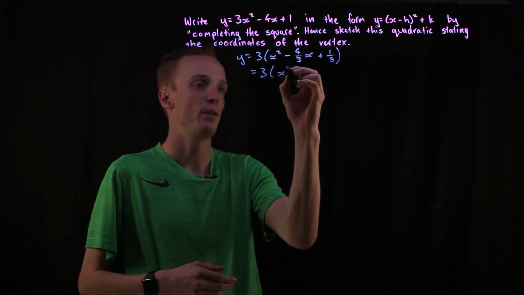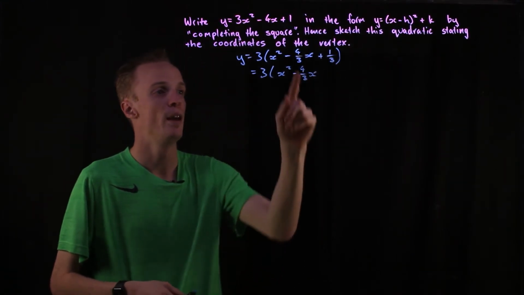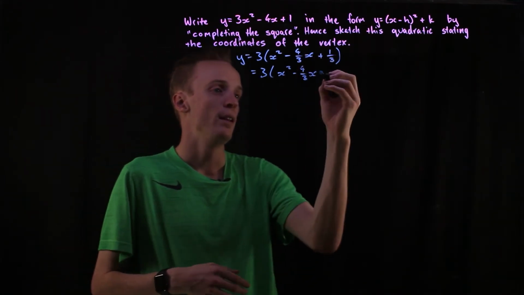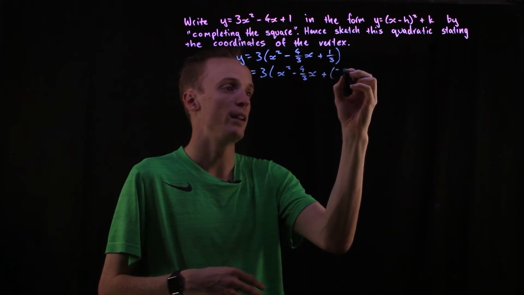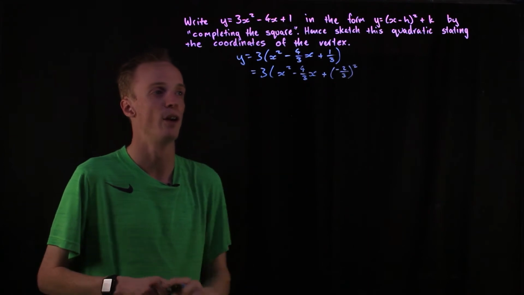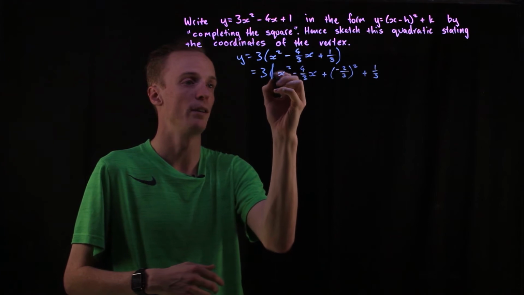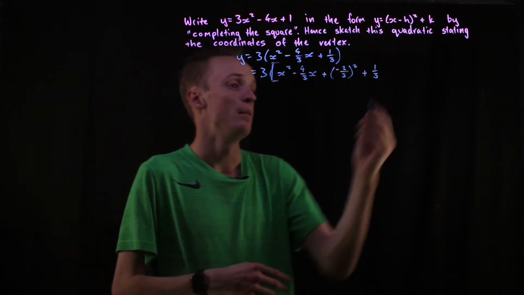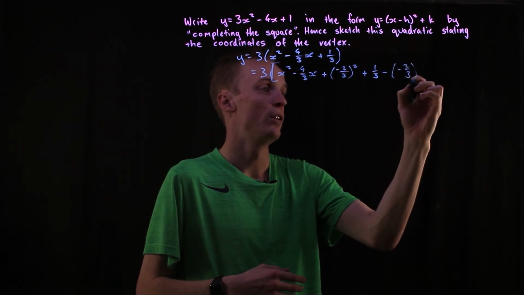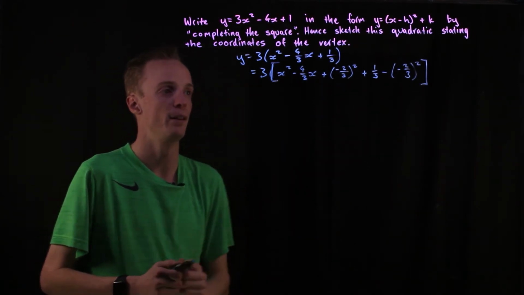And I want to follow the same process that I did before. So that process was halving the b value. So half of negative 4 on 3. Now half of that is going to be negative 2 on 3. And I'm going to add that squared on this side. I'm then going to add 1/3. I'm going to change these to square brackets so we can see them a little bit nicer. But I also need to subtract this negative 2/3 all squared to make sure that I keep my equation balanced.